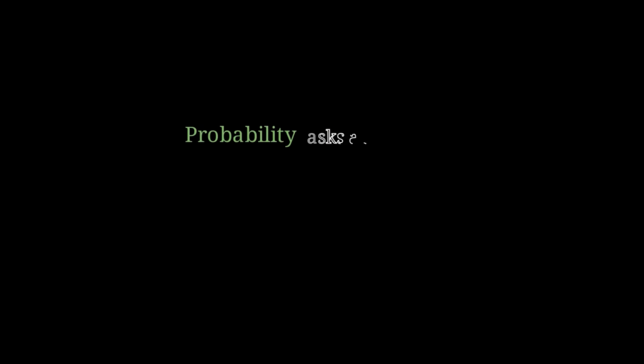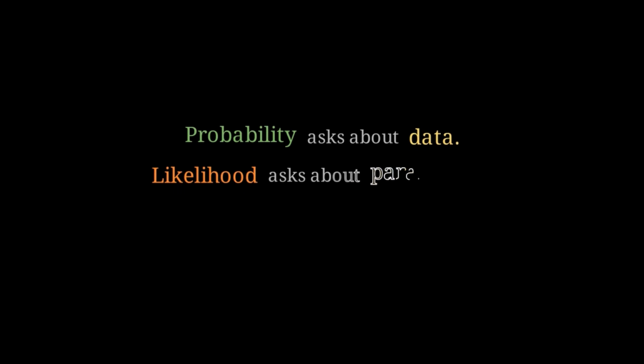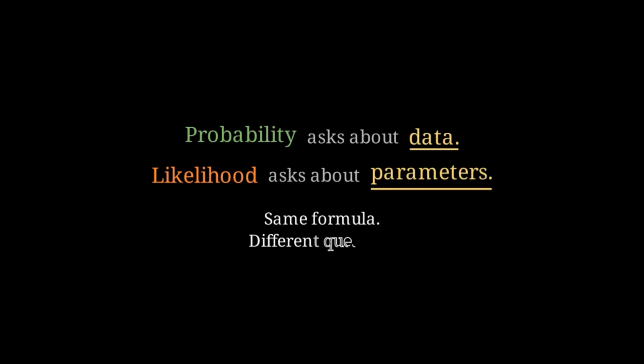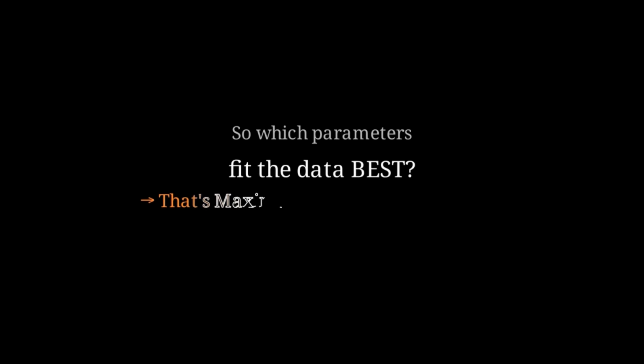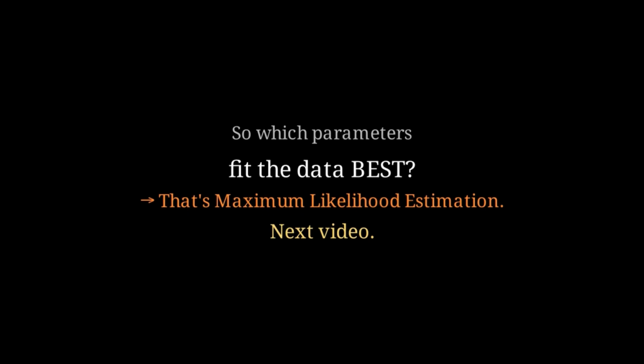At the end of the day, remember this. Probability is a question about data. Likelihood is a question about parameters. One looks forward to what might happen, the other looks backward to explain what already did. It is the same math seen through a different lens, but it leaves us with a much bigger question. If we have our data, which world is most likely to have created it? That search for the best fit, the most likely parameters, is what we call maximum likelihood estimation. And that is exactly what we will explore in the next video.